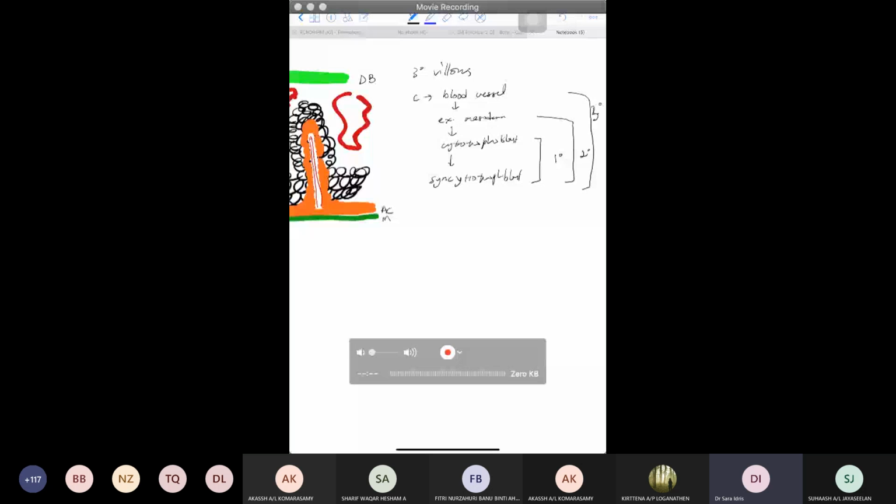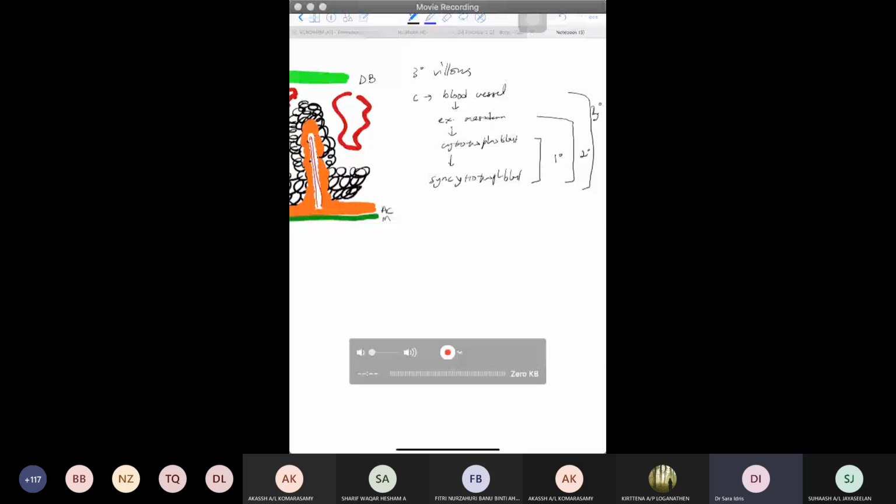Okay, so primary is the cytotrophoblast and syncytiotrophoblasts. Secondary will be the extra-embryonic mesoderm with the cytotrophoblast and syncytiotrophoblasts. And lastly will be tertiary, where you have blood vessels. The extra-embryonic mesoderm has now differentiated to become blood vessels. So that will be covered by extra-embryonic mesoderm, cytotrophoblast, and syncytiotrophoblasts.